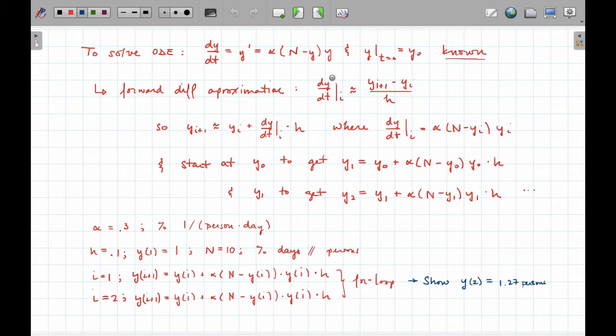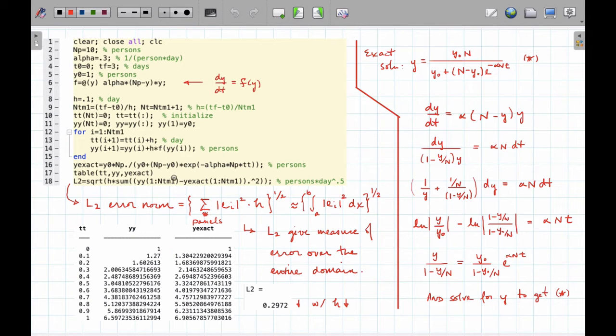Go ahead. So here's the file that is able to generate this integration. We can go through it step by step. We initialize the MATLAB workspace. We set up our parameters, the number of people in our population, alpha. Our initial time is 0. We're going to integrate up to 3 days. We're going to look at an initial patient 0 number of just one person.